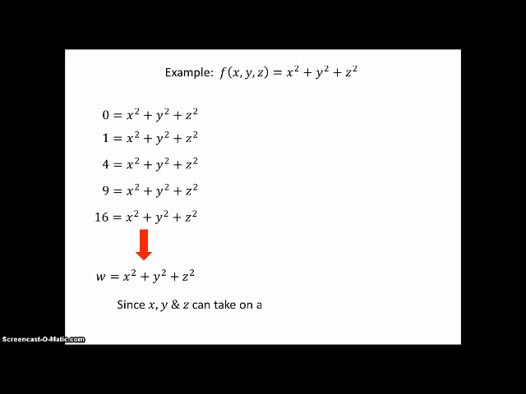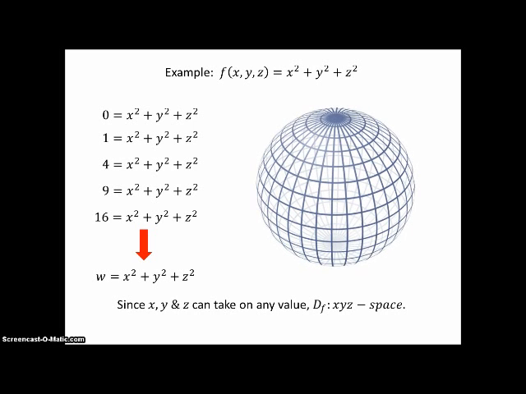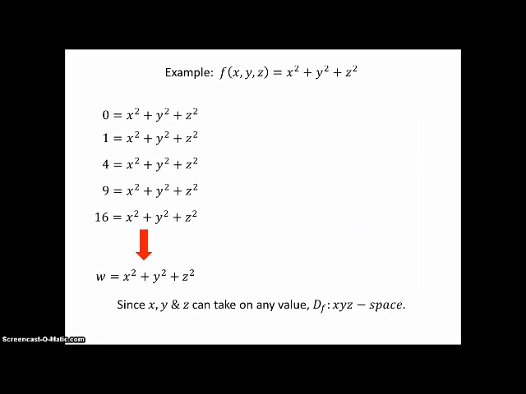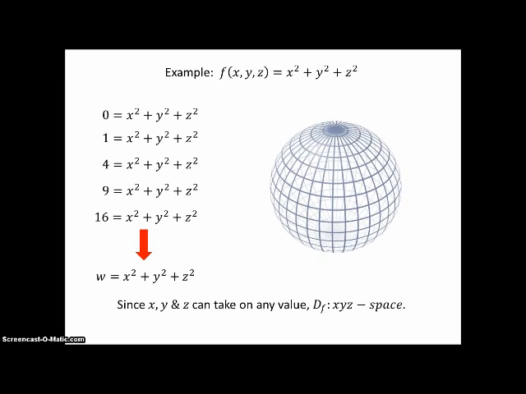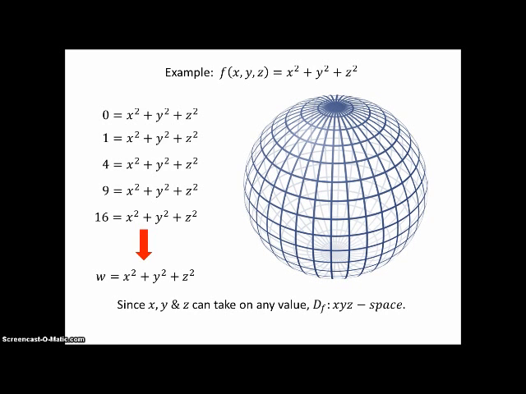So since x, y, and z can take on any values, the domain for this function is all of x, y, z space. Now if you wanted to graph this in 4 dimensions, what you could do is think of w as time. So as time progresses from 0 on up, you get a sphere of larger and larger radii. So you could think of the graph as a movie. Let's look at that again. But to draw it in 4 dimensions is pretty much impossible.